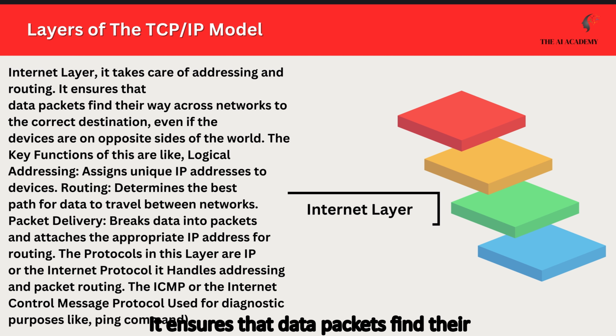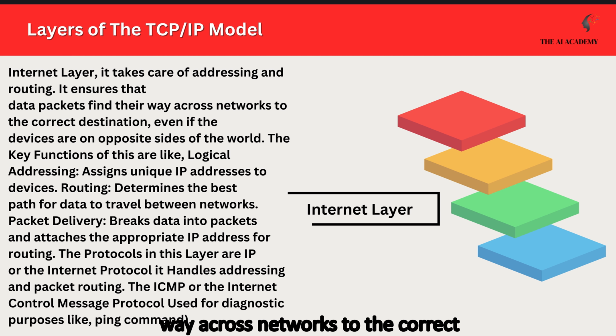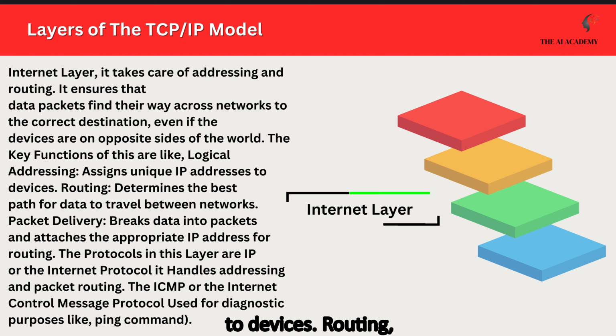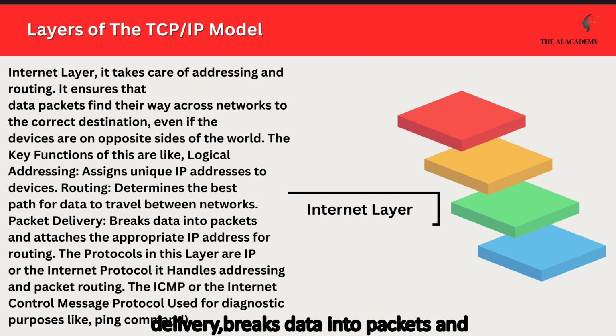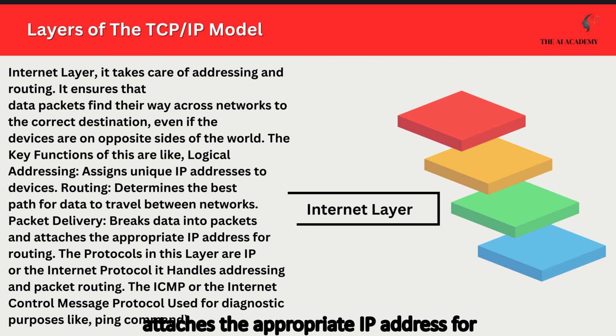It ensures that data packets find their way across networks to the correct destination, even if the devices are on opposite sides of the world. The key functions of this are logical addressing, which assigns unique IP addresses to devices. Routing, which determines the best path for data to travel between networks. Packet delivery, which breaks data into packets and attaches the appropriate IP address for routing.